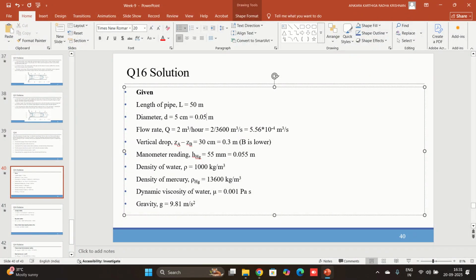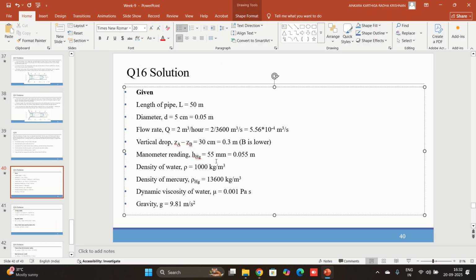So just take how to do from the problem. Don't see the numbers, because as you have seen, I keep changing the numbers just to make the problem a little different. And Q is 2 meter cube per hour, or in seconds it is 2 divided by 3600, it is 5.56 into 10 power minus 4 meter cube per second.